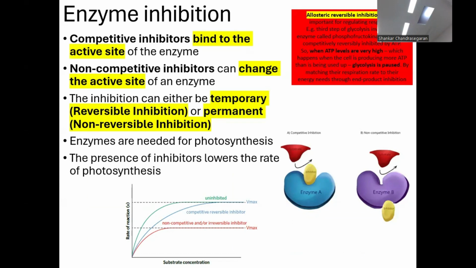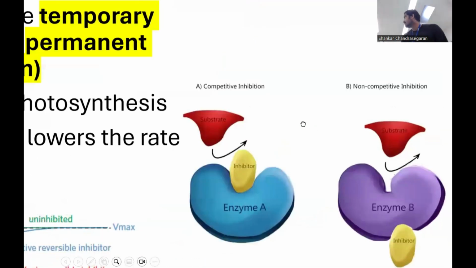Enzymes can be inhibited such that they don't actually catalyze any biochemical reactions. There are two types of inhibition that can occur. One is competitive, the other is non-competitive. Competitive is called such because it's competing to bind to the active site of the enzyme, right? The inhibitor molecule wants to bind to the active site of the enzyme such that it prevents any substrate from binding to it afterwards, right?